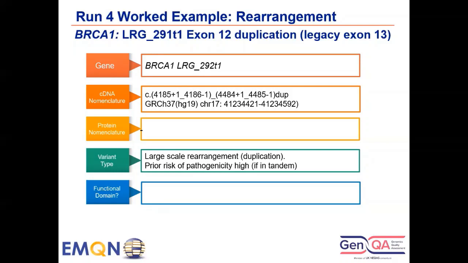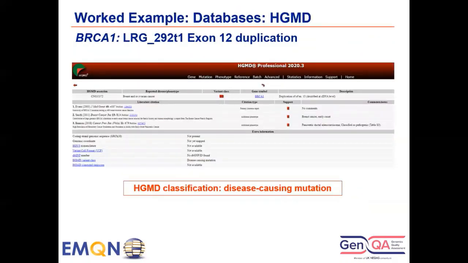The cDNA nomenclature is described in the box at c.4185+1_4186-1 to 4484+1_4485-1, and this is a duplication. The variant type was a large scale rearrangement. Taking the next stage by looking into the databases, firstly looking at HGMD. This is the BRCA1 exon 12 duplication, and there are 3 separate citations, and HGMD classify this as a disease-causing mutation.